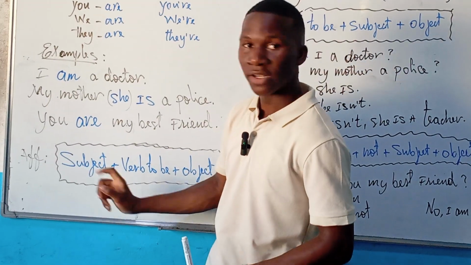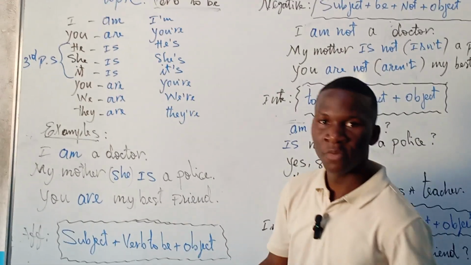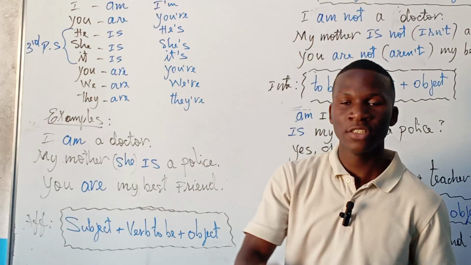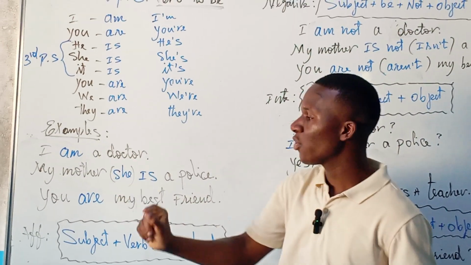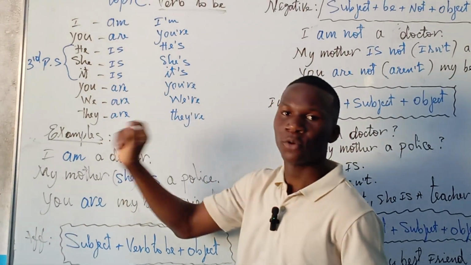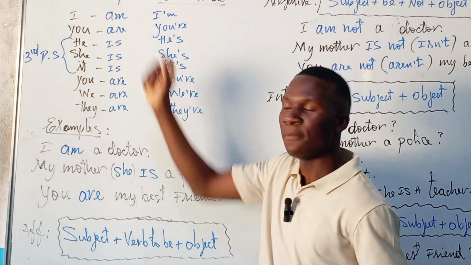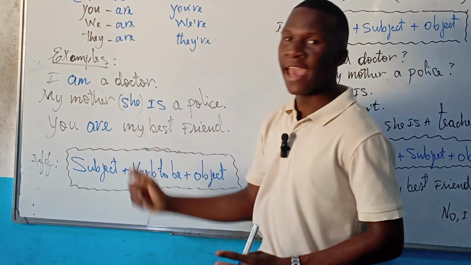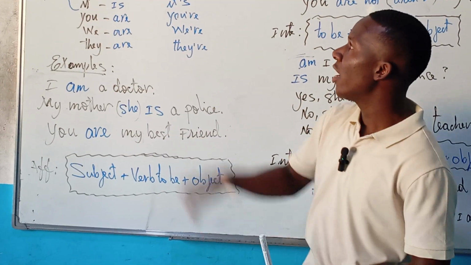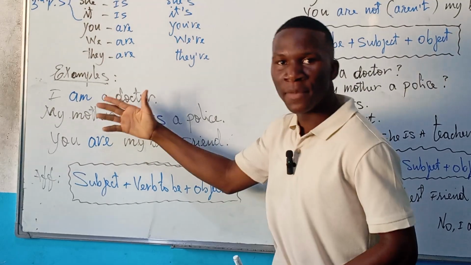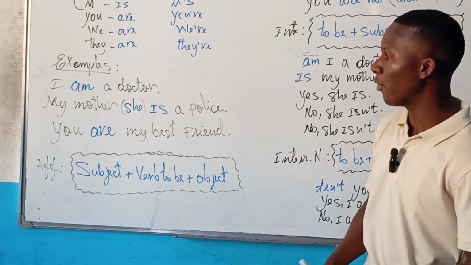Let us see our first examples. I, that is our subject, and we've got here our verb to be. As I said, verb to be is conjugated according to the subject. Here we've got I. How is the verb to be conjugated for I, the first person singular? As we can see here, it is am. So we say, I am a doctor. You can also use a contracted form. You can say, I'm a doctor.